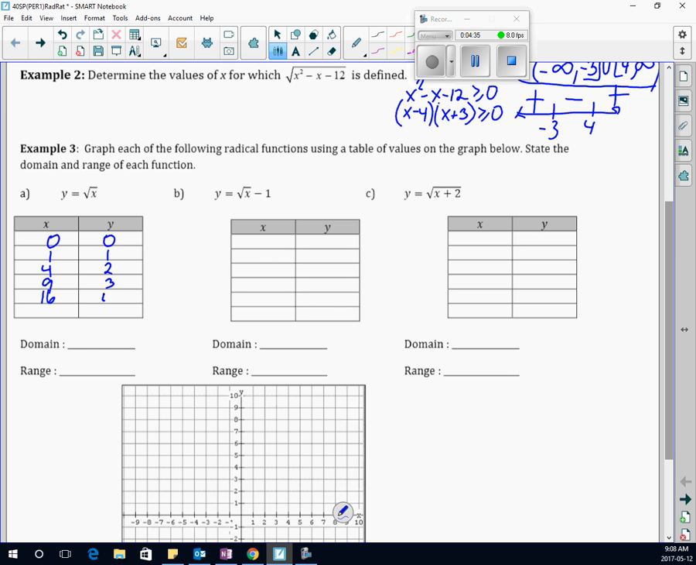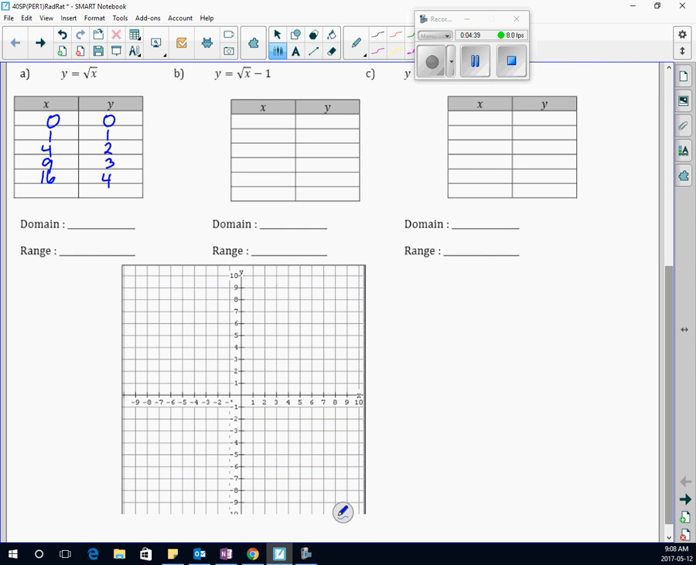2, 3, 4. Okay, so this will be forever known as our base radical graph, so you need to know what this looks like. So 0, 0; 1, 1; 4, 2; 9, 3. And I can go on and on. Do you see what it looks like? It looks like a half of a parabola going the other way, doesn't it? Does anybody think they know why it looks like a half of a parabola going horizontally?